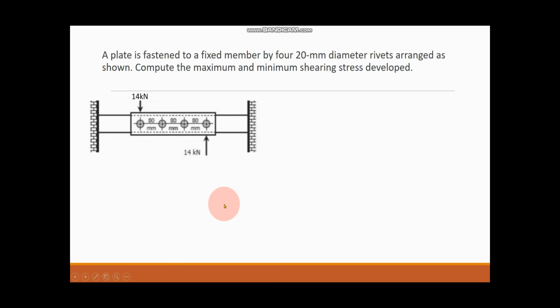Next, a plate is fastened to a fixed member by 4 20mm diameter rivets arranged as shown. Compute the maximum and minimum shearing stress developed. So we have here a plate that is fastened by 4 pieces of 20mm diameter. So let us locate the center of gravity. So yung center of gravity is located at this point.